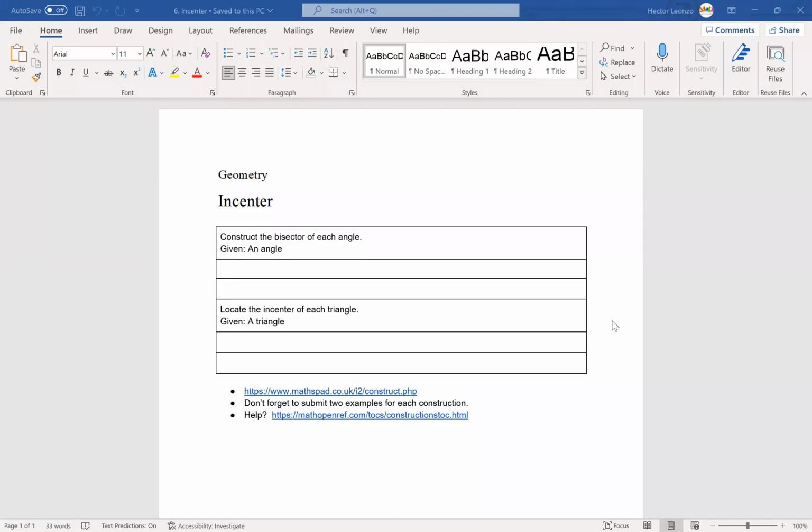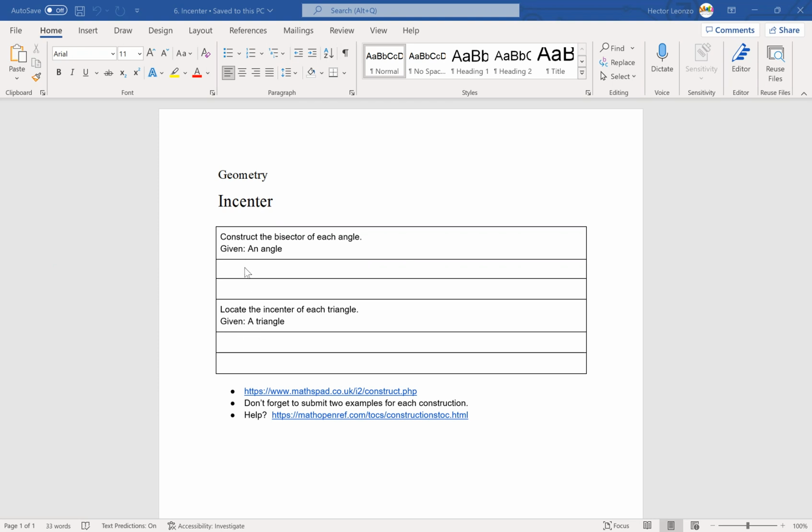For today, we're going to be moving into what we call the incenter. We're going to do constructions, but we're going to build the incenter. I'm only going to ask you guys for two constructions. The first one, construct the bisector of each angle, given an angle. The second construction, locate the incenter of each triangle, given a triangle.